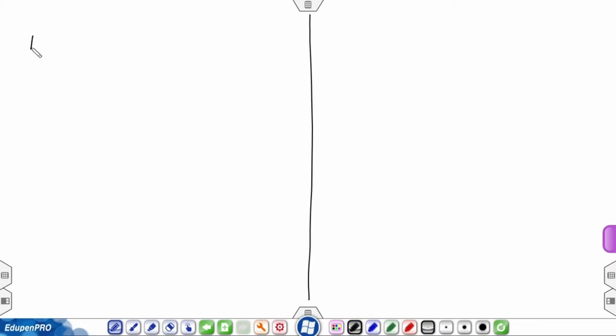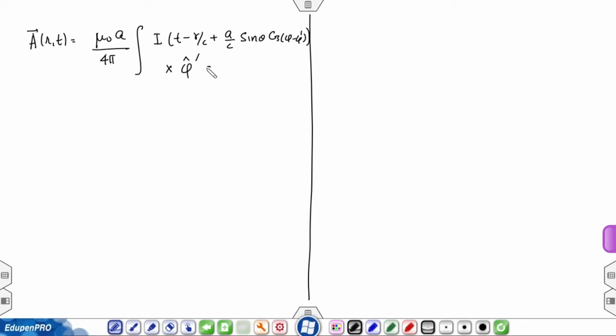So, let me rewrite this. A(r, t) is equal to μ₀a over 4π times the integral of I at t minus r/c plus (a/c) sin θ cos(φ − φ′), times the φ′ unit vector dφ′, divided by r minus a sin θ cos(φ − φ′).